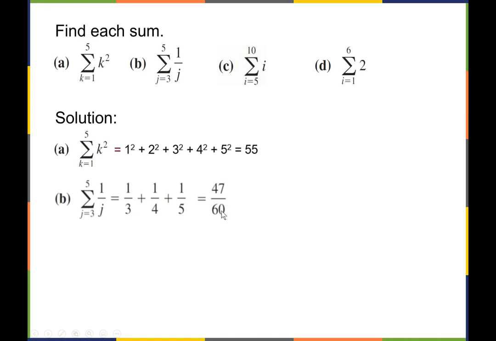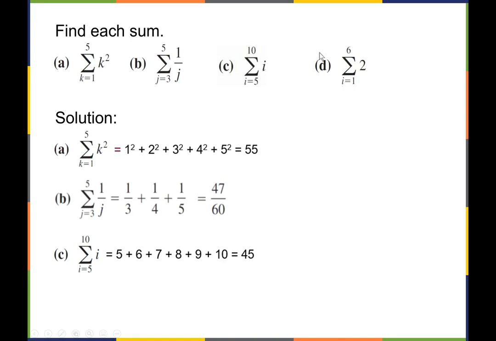You come out with 47/60. All right, let's look at number C. Again, different index. This time we used an i. Starts at 5 and goes to 10. So it's 5 plus 6 plus 7 plus 8 plus 9 plus 10. Add those guys up and you get 45.